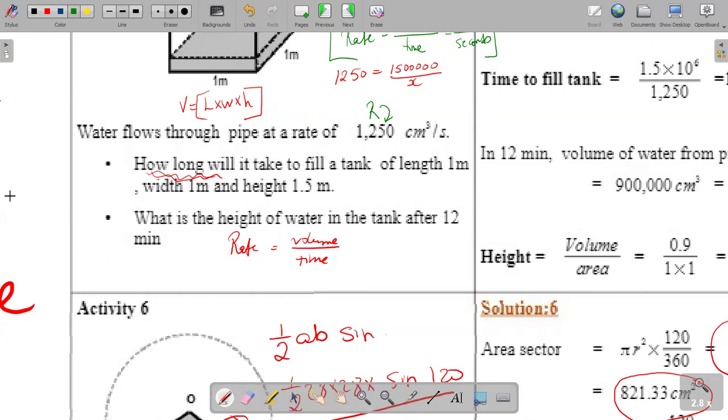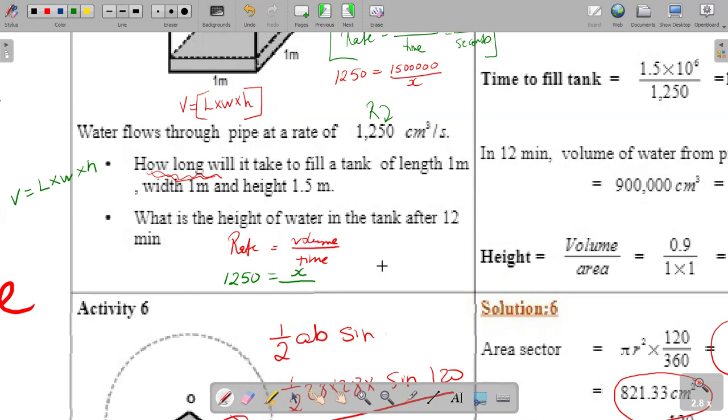Because on the side, keep in mind, volume is equal to length times width times height. So what CXC expects you to realize is that the first thing you have to do is use the formula to find the volume. So let's go. What information did they give us? They gave us the rate, because the rate never changes, 1250. They didn't give us the volume. That's what we want, so we're going to call that X.